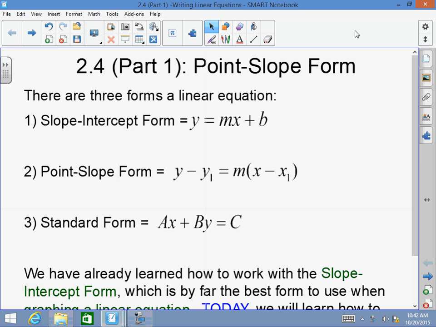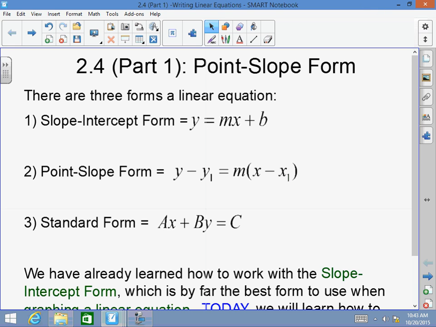Welcome back to Mr. Morrow's Algebra 2 class. Today we're going to be talking about the point-slope form of a linear equation. In a linear equation, what we're talking about is a straight line. Okay? So what happens in a straight line is there's three forms of the equation.